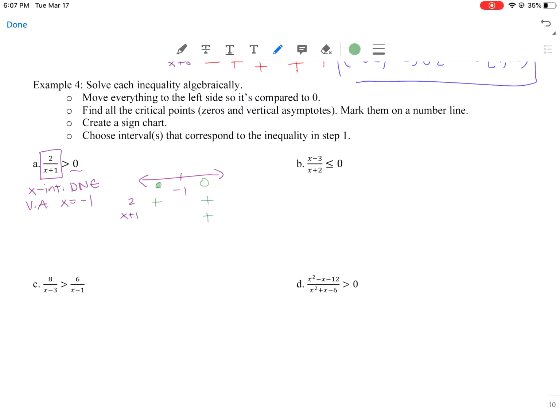A number that is less than negative 1 would be like negative 2. So then negative 2 plus 1 is a negative. So this part of the interval is negative, this part is positive. So as we think about our answer, we want something that is greater than 0. So we want the part that is positive. So we're going to take this portion over here on the right. Since there's no equal to sign, you can think about that as being the open circle. So we're going to have a parenthesis around the negative one, and we're going to go to infinity.